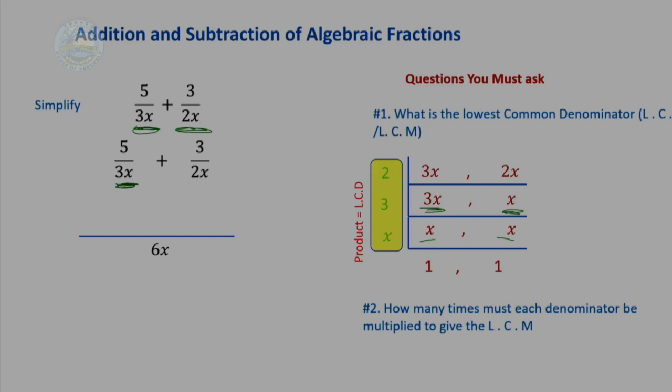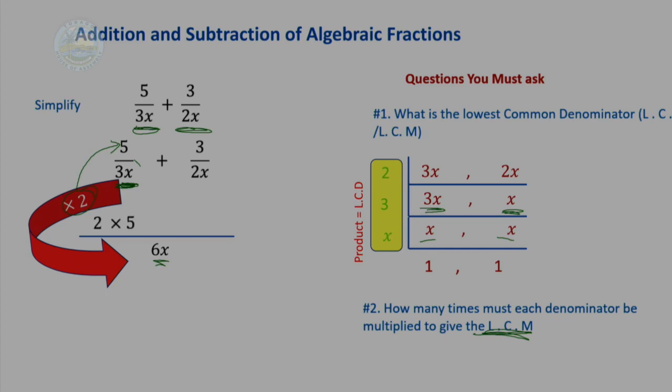So 3x is my denominator here, and I'm asking myself, what do I need to multiply this 3x by to get my lowest common multiple or lowest common denominator, which is 6x? 3x multiplied by what is going to give me 6x? 3x multiplied by 2. What we then do is take that 2 and multiply it by the numerator. So that gives me 2 times 5.